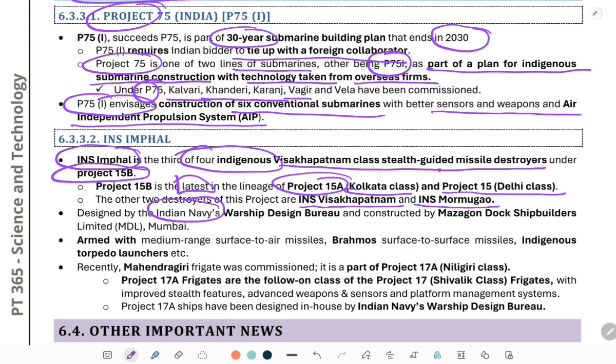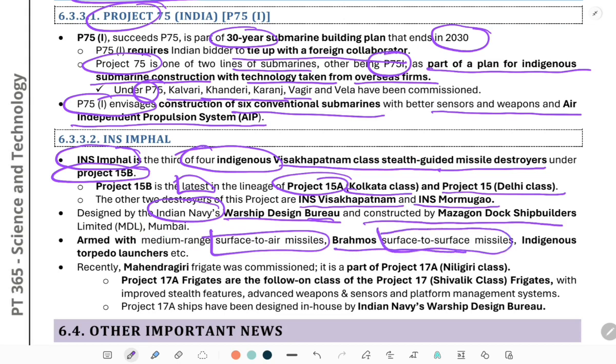It is designed by the Indian Navy's Warship Design Bureau and constructed by Mazagon Dock Shipbuilders Limited, Mumbai. It is armed with a medium-range surface-to-air missile, BrahMos surface-to-surface missile, and indigenous torpedo launchers.